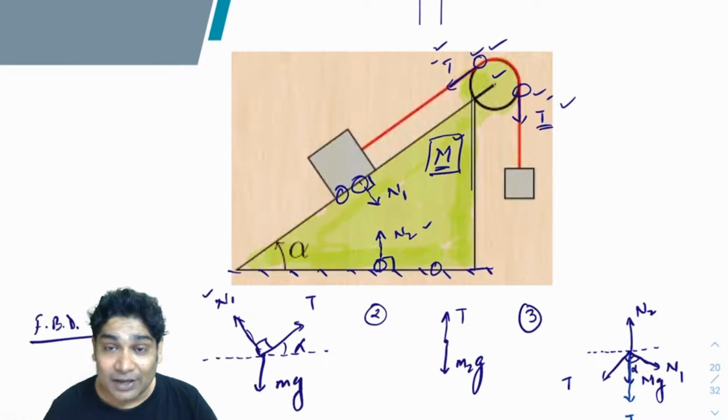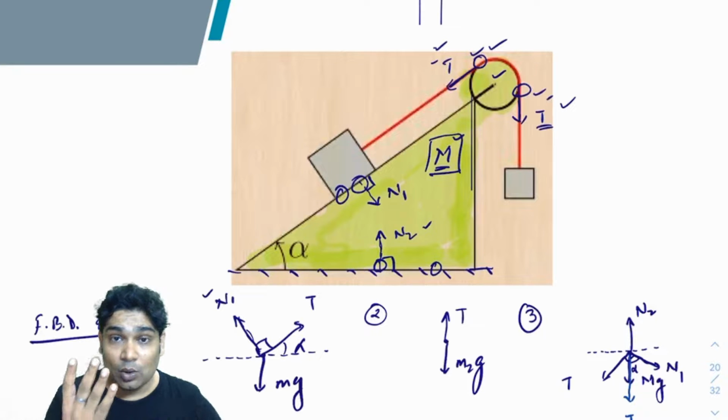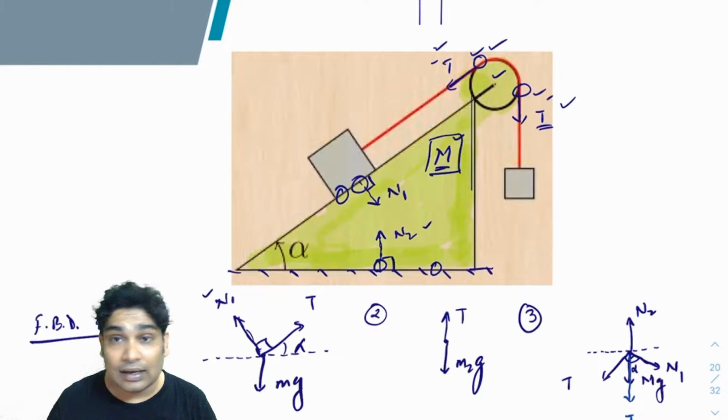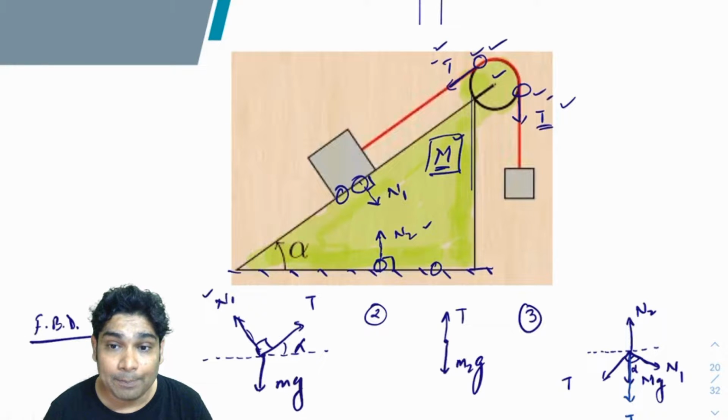Alright, so that is why you have four contacts here. One with M1, one with ground, and two with the strings that are touching the pulley. The pulley is considered part of capital M.